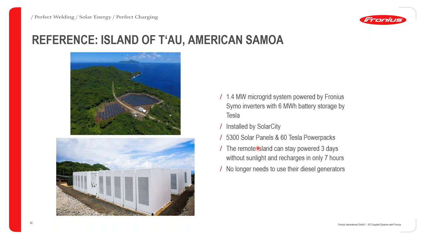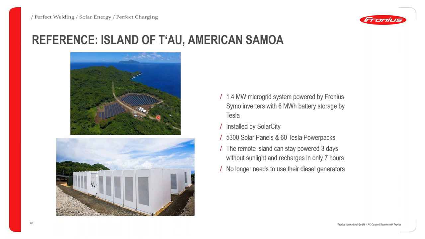They had 5,300 solar panels installed and 60 Tesla powerpacks. What is very unique is that this island is quite remote. So previously, before they installed the solar system on this island, this island used to get all its power from two big diesel generators.